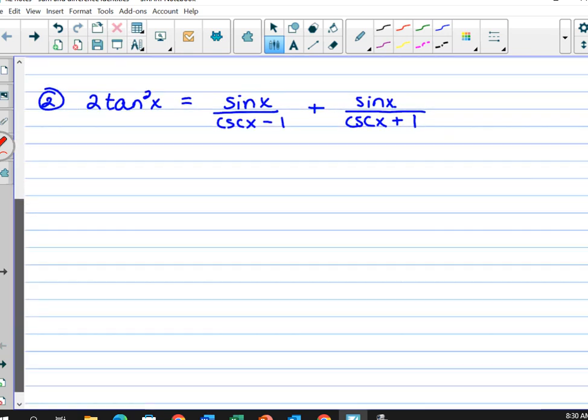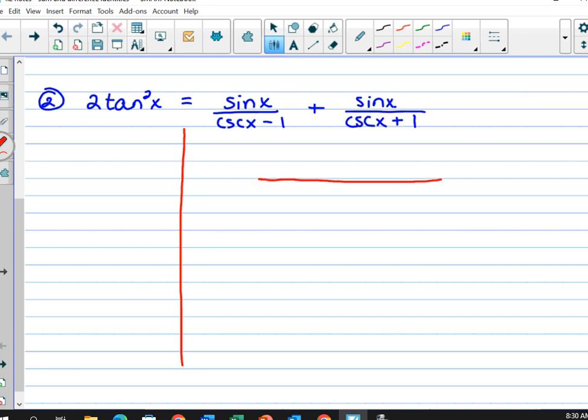We got it, but it was rude. Okay. You need a common denominator, which is going to be cosecant x minus 1 times cosecant x plus 1. That's cosecant squared x minus 1. So this numerator is going to be sine times cosecant x plus 1, and this one will be sine times cosecant x minus 1. Are we okay with that step? That's just finding a common denominator and writing it as one fraction.